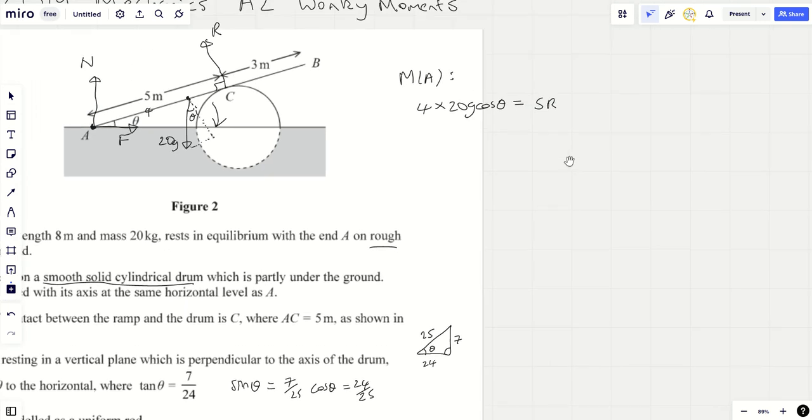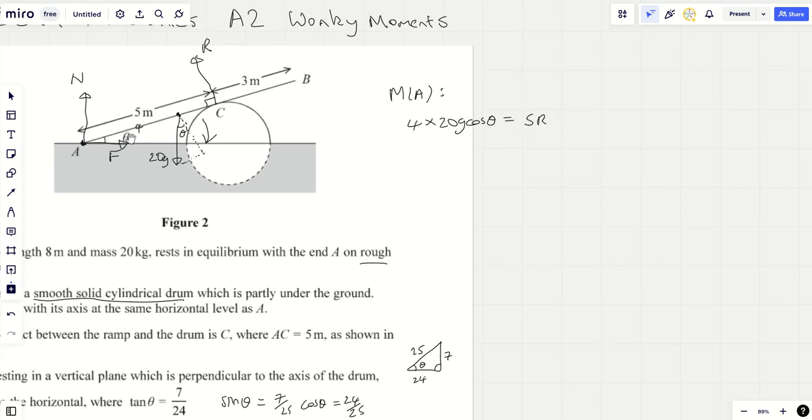Do the prep work. Okay, I've taken moments at A as well, and that wasn't too bad for a moments one, was it? The problem is the up-downs and left-rights are slightly harder here. If we do up-downs, and I'm going to go straight up and straight down here, then the only awkward force here is the R, which is now off. I want to turn it into up, down, left, and right. So I'm going to draw my triangle like that, because I want to equate with these up-downs and this right here.